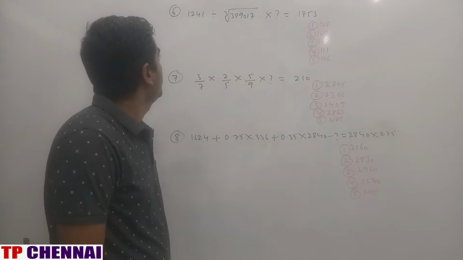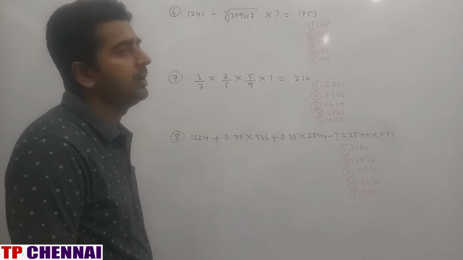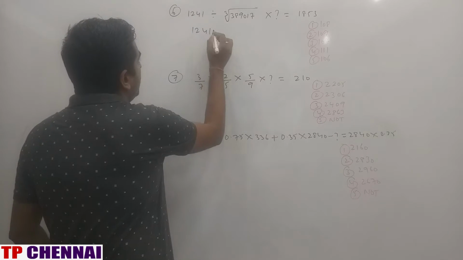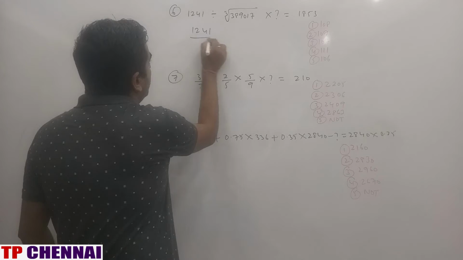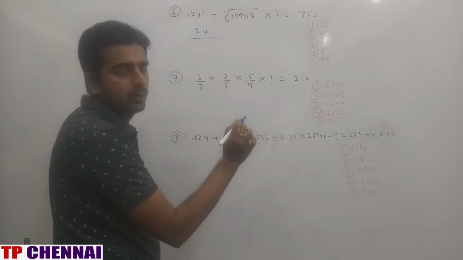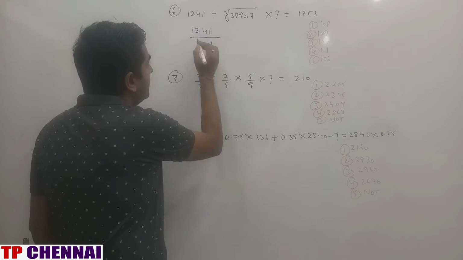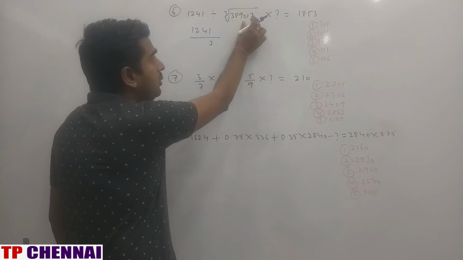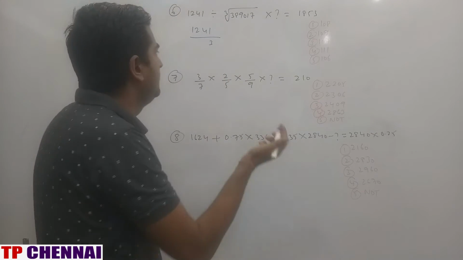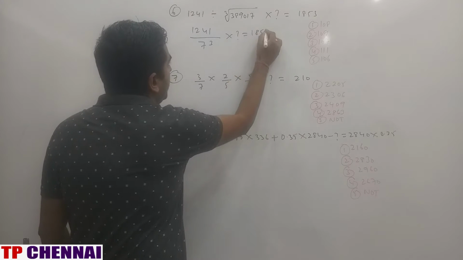Sixth one, 1241 divided by cube root of 389017 into question mark is equal to 1853. So this is 1241 divided by the cube root of 389017. Those who don't know how to find the cube root, just see here. The last number is 7, so our answer ends with 3. Eliminate the last 3 digits, so you have 389. Now 389 comes between which two cubes? 7 cube and 8 cube. So we write the lesser number, 73, into question mark is equal to 1853.